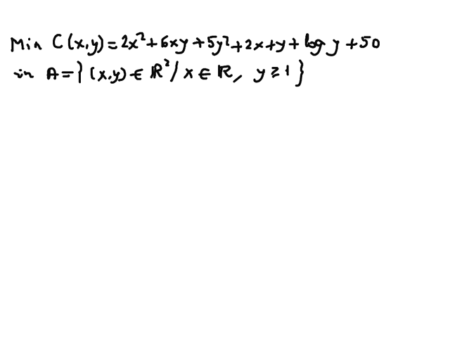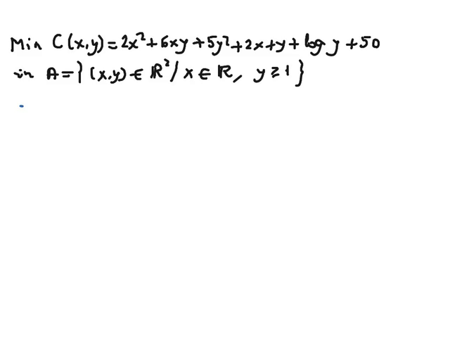In exercise 20, we must calculate the minimum of the cost function 2x squared plus 6xy plus 5y squared plus 2x plus y plus logarithm of y plus 50 in the set of points in R2 such that x belongs to R and y is greater or equal than 0. For it, I will start by studying the local optimums.